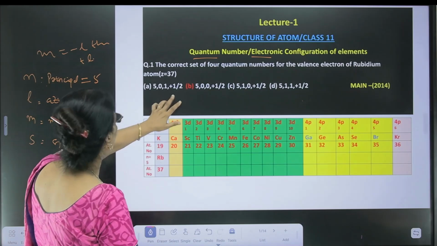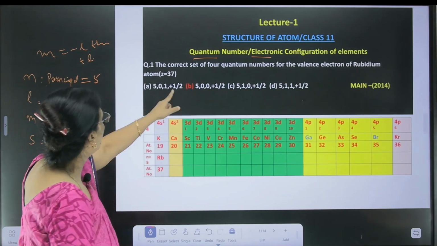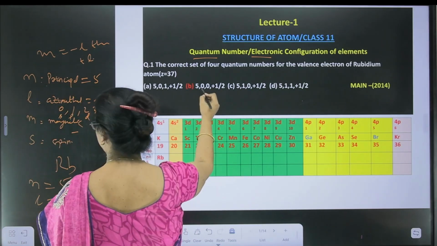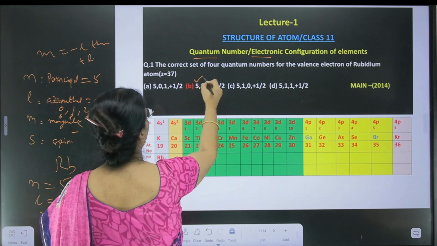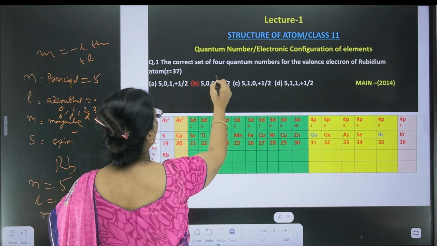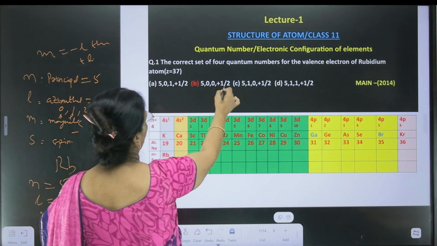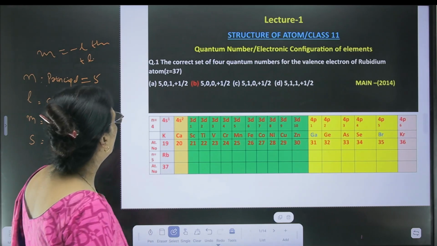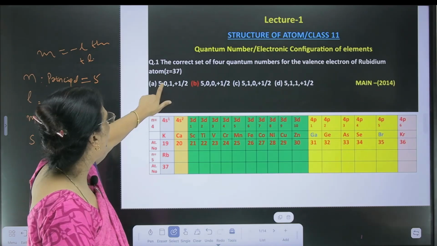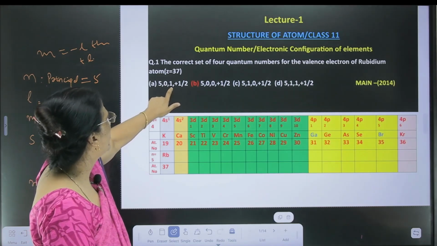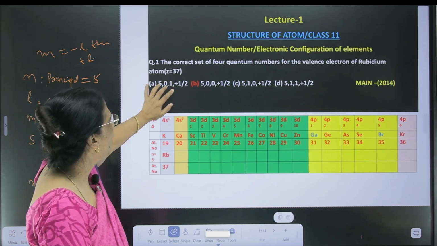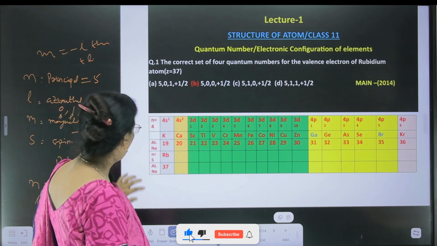Then spin: 1 electron is there, so it will be plus half. So 5, 0, 0, plus half: n is equal to 5, l is equal to 0 for s orbital, m is equal to 0 for s orbital, and plus half. So, this will be the correct answer. The other answers are wrong because here n is equal to 5 and s is given, but m is equal to 1, which is not possible for s orbital; it will be 0. Similarly, the other option is also not correct.